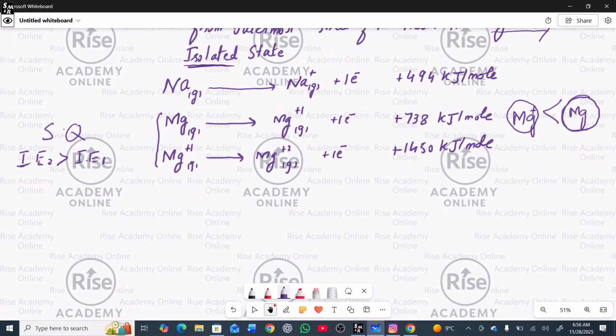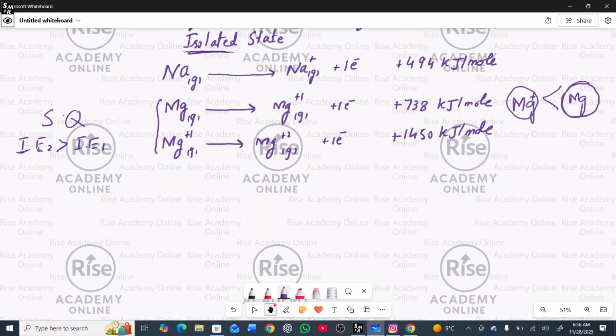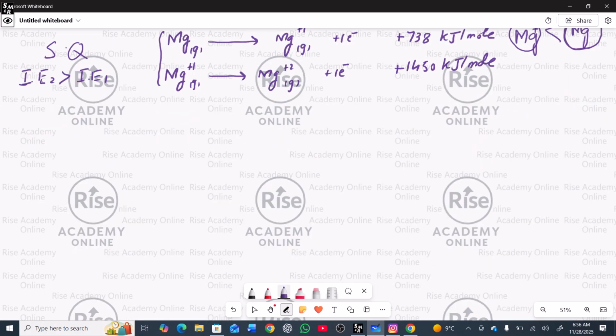Now we will move towards factors and trends. First of all, we will analyze here the factors affecting ionization energy.